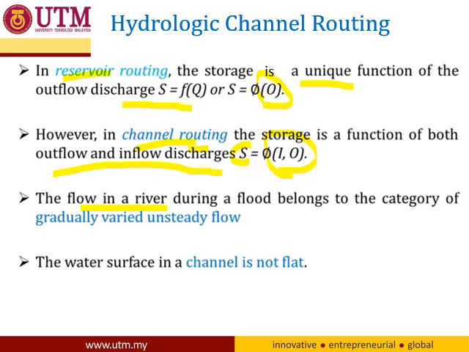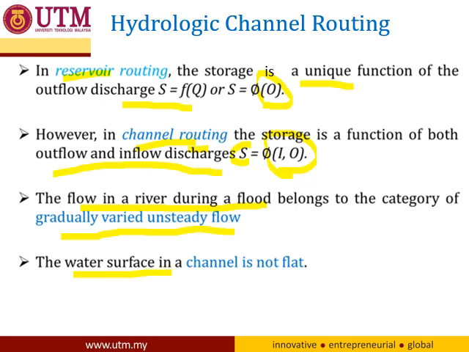The other information here: flow in a river during a flood belongs to the category of gradually varied unsteady flow. This is from hydraulics; if you already took the hydraulics class, you will realize this. Gradually varied unsteady flow depends on two things: changes in the cross section, and changes in the flow along the river or open channel, and also changes in the flow according to time. So there are two, according to time and according to cross section, or in this case maybe the water level, or the flow. That is what is meant by gradually varied unsteady flow.